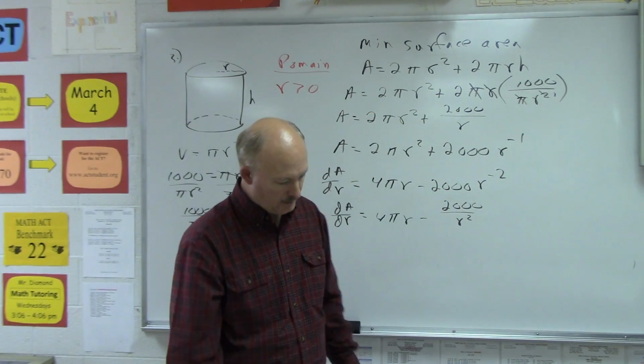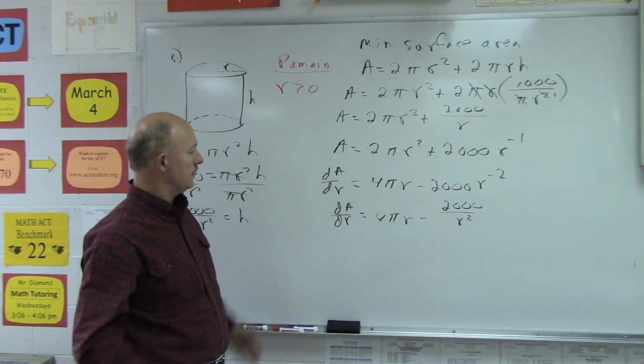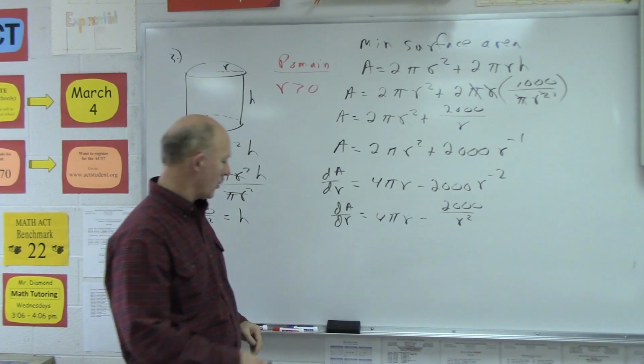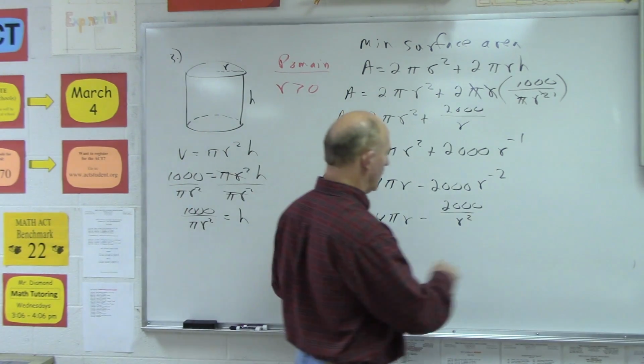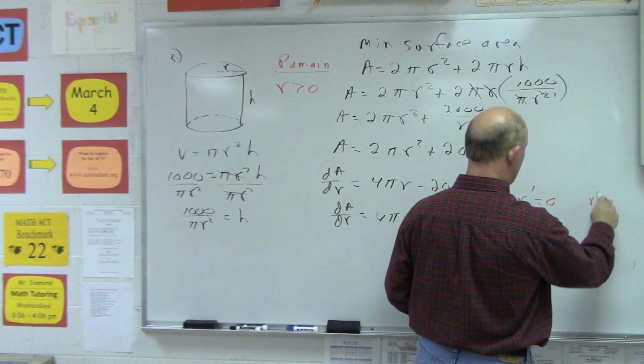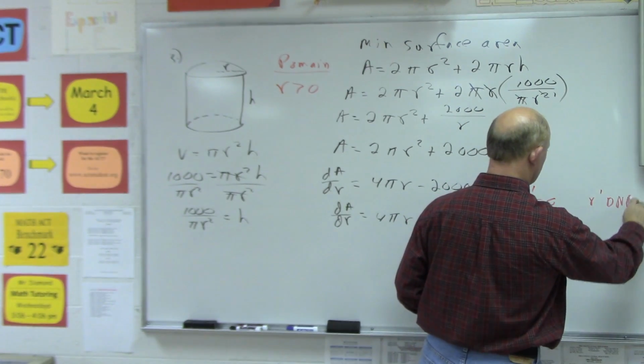Okay. So we've got our derivative. All right. Now let's see. First of all, what would be our critical numbers? So r prime is equal to 0, or r prime does not exist.